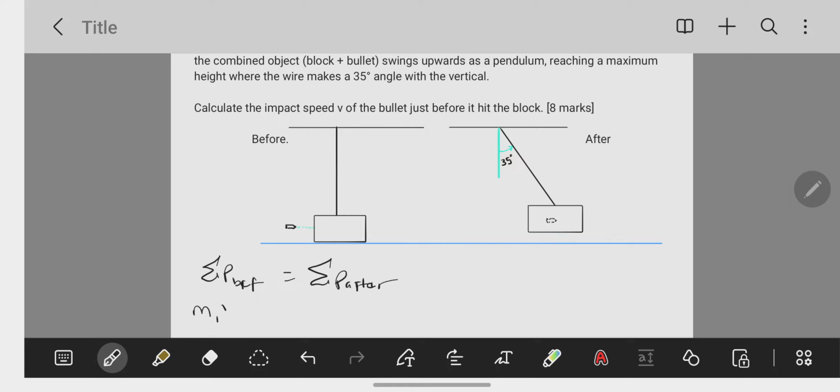I'll just call it m1, and then v1, which is the velocity of the bullet before, plus the mass of the block times the velocity of the block, initial, that's before the collision. That must equal the momentum of the bullet after the collision plus the momentum of the block after the collision. So mass of the block, velocity of the block final, plus mass of the bullet, velocity of the bullet final.